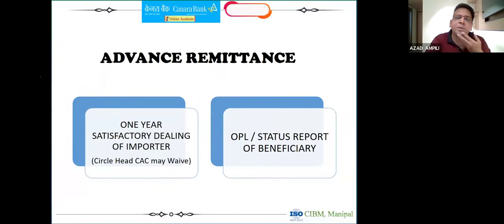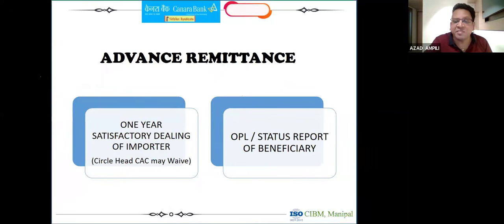Imports. When it comes to imports, see, advance remittances we are supposed to make. Exporters we saw, till now exports we have dealt with. For advance remittances, 1 year satisfactory dealing of the importer should be there, and an OPL status report of the beneficiary we have to take. So 1 year satisfactory dealing of the importer, and who can waive this?